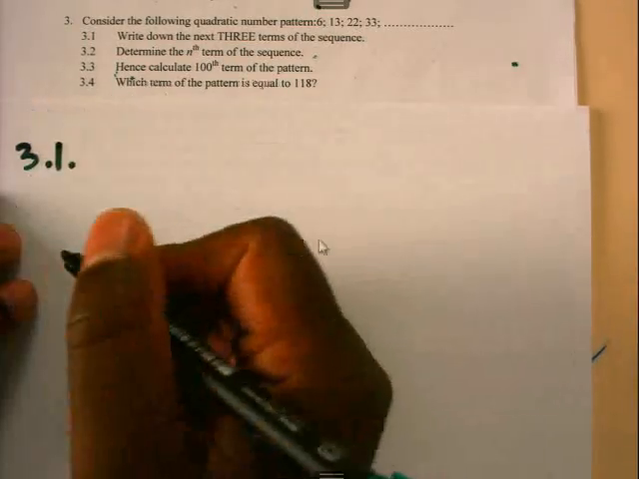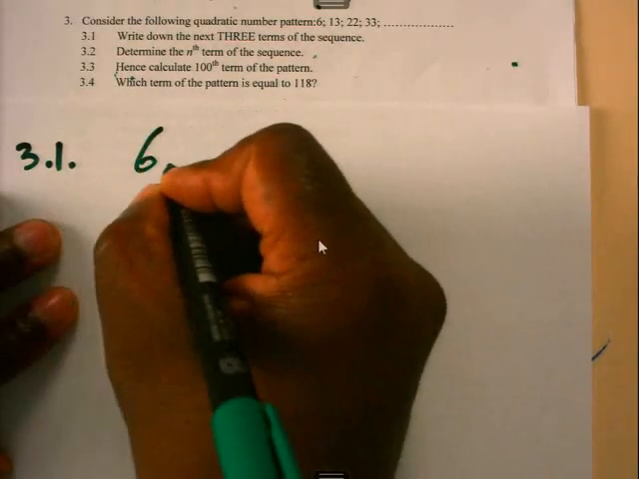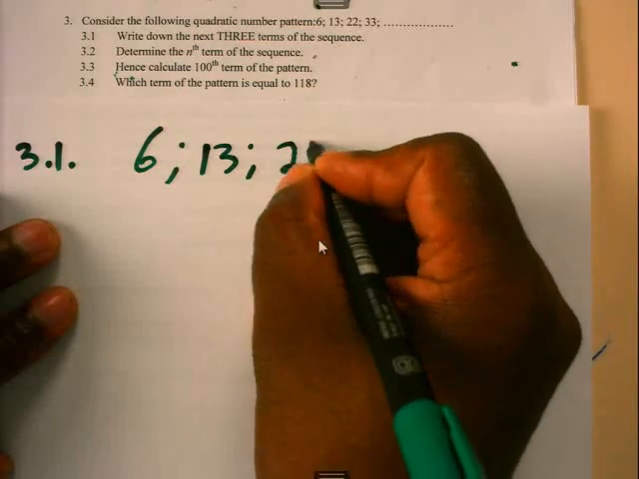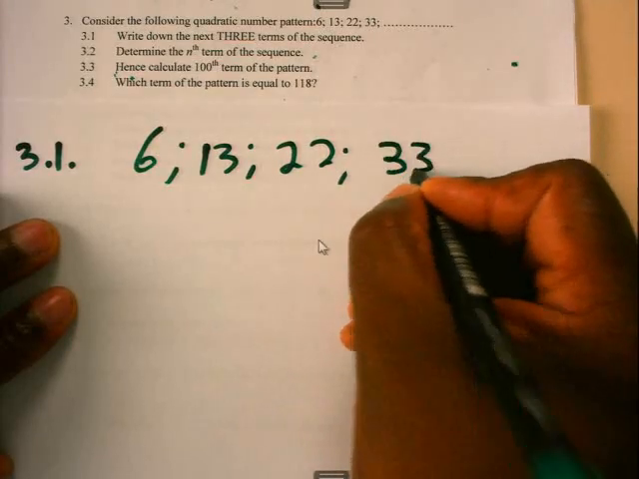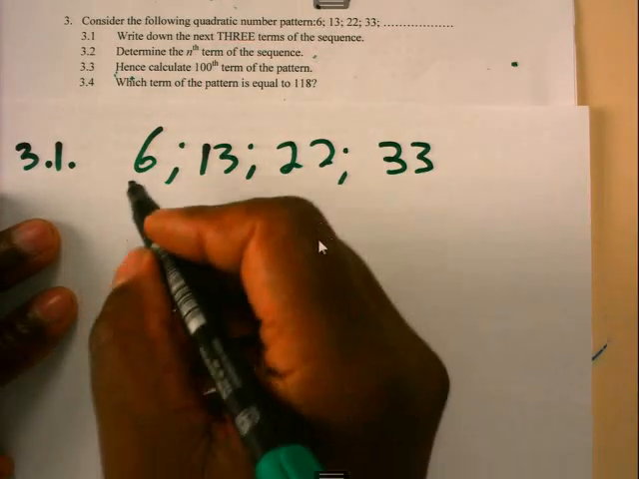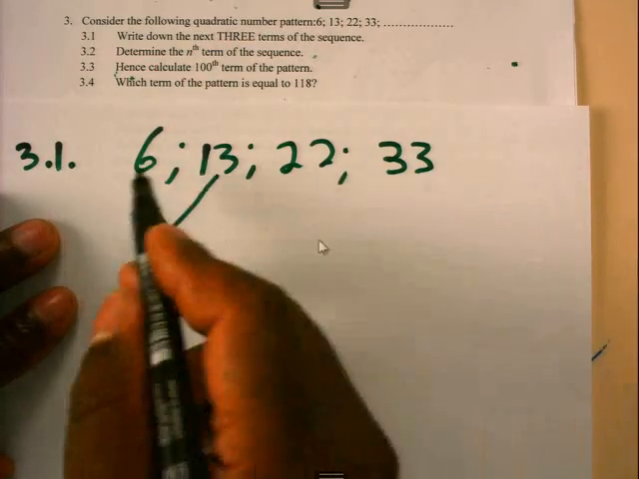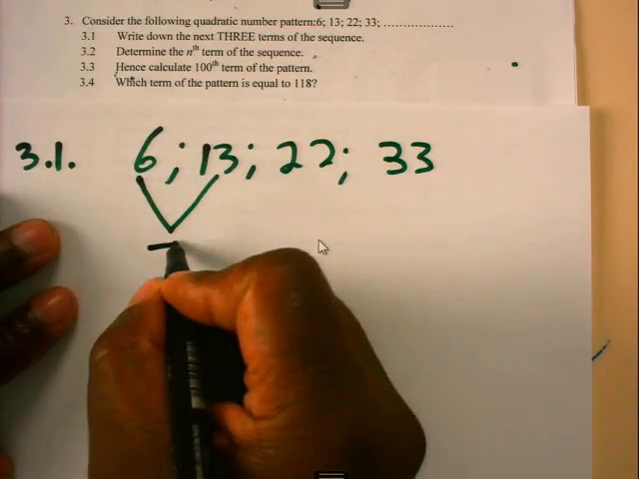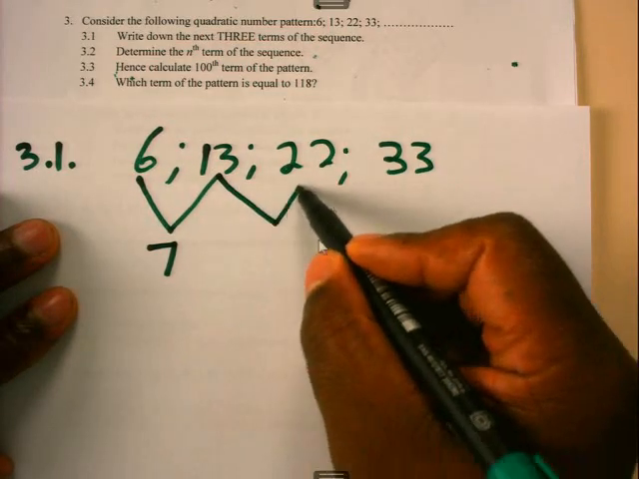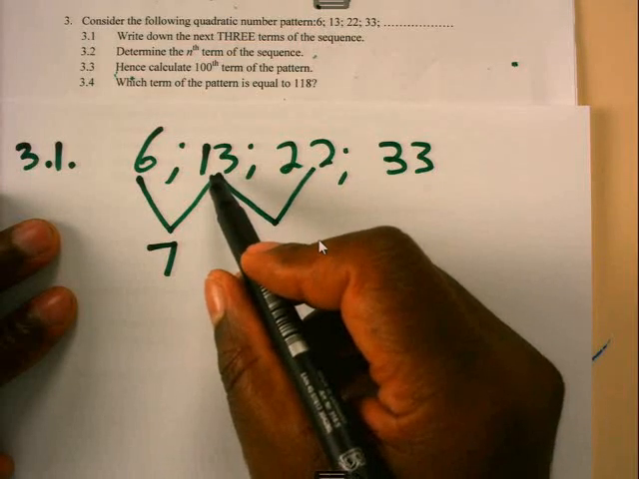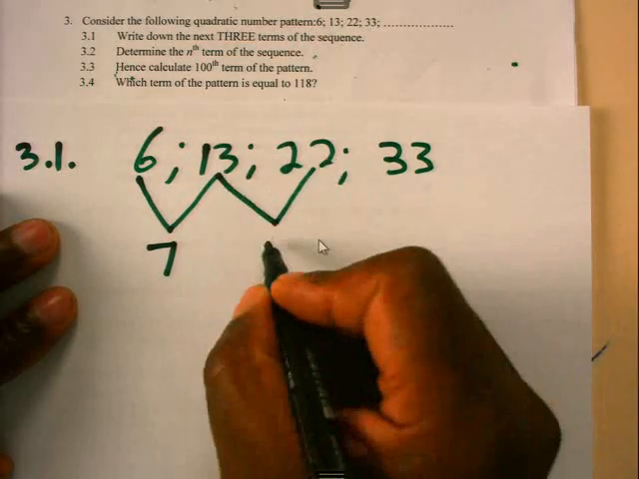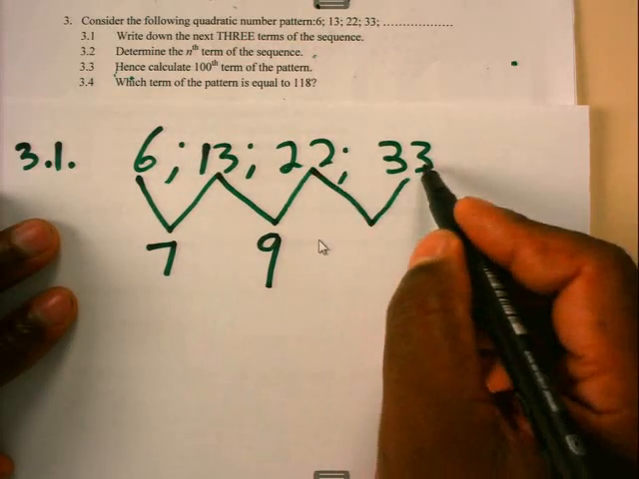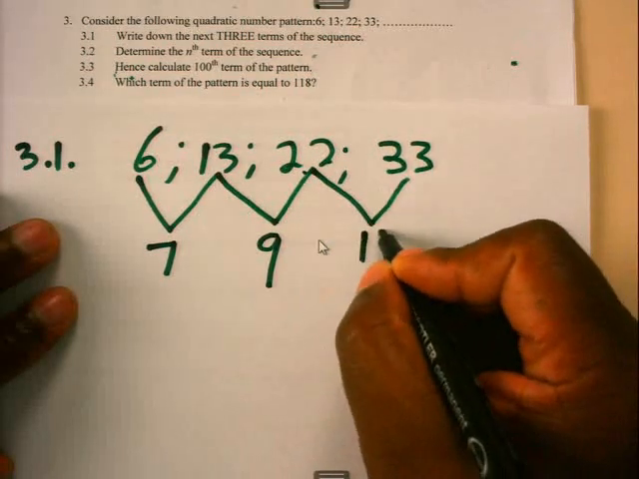3.1. Remember, we've got a quadratic number pattern: 6, 13, 22, 33. Let's determine the first difference. 13 minus 6 will give you 7. 22 minus 13 will give you 9. 33 minus 22 gives you 11.